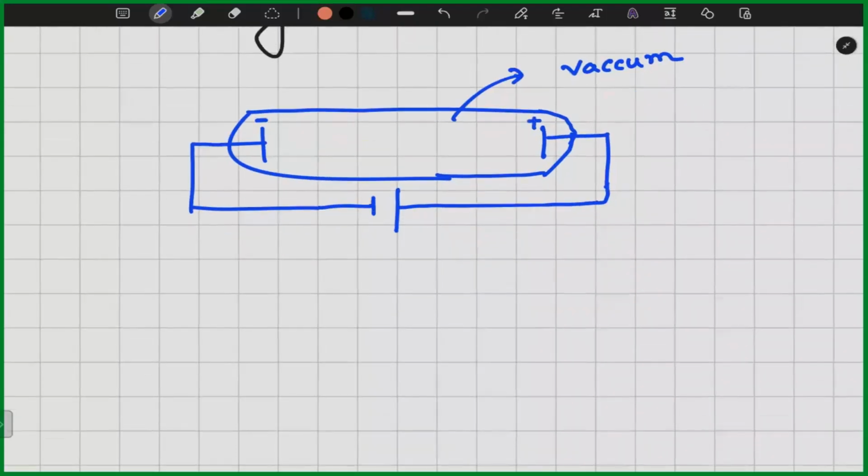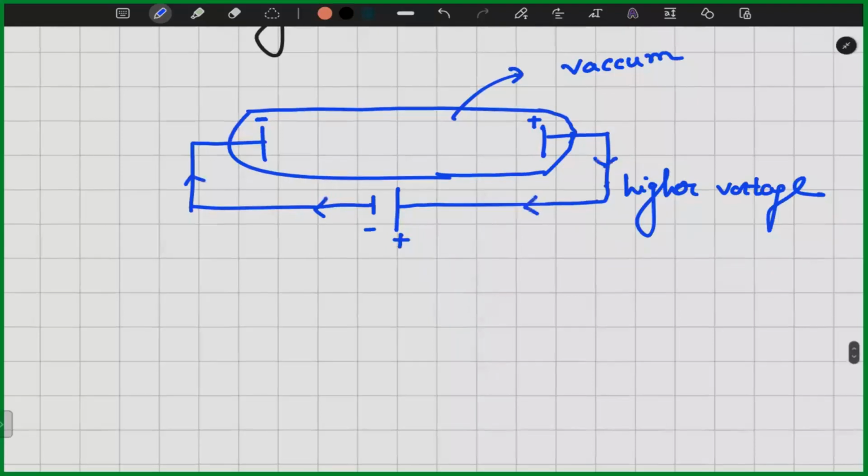Now, if we give a higher voltage difference, what happens? We know that current flows from higher potential to lower potential. So this is the direction of current. But electron flows opposite to current. So electron will flow in this direction. That means there are lots of electrons in the cathode electrode.